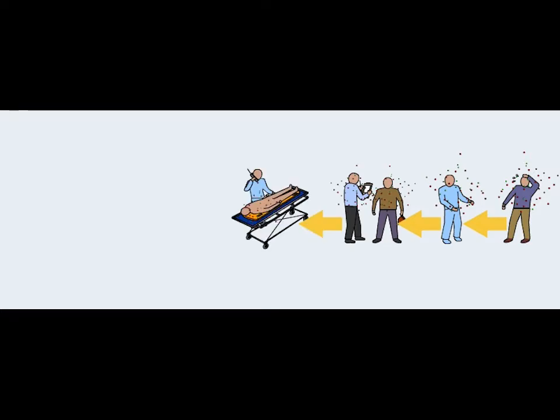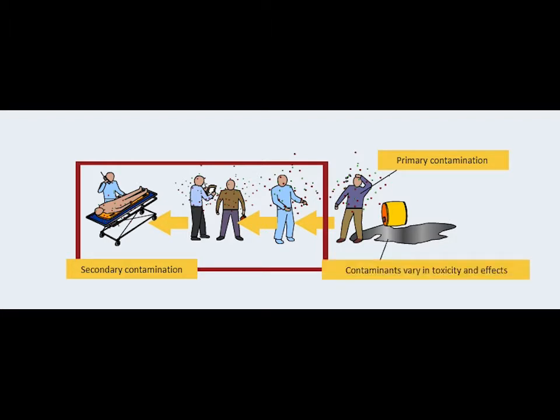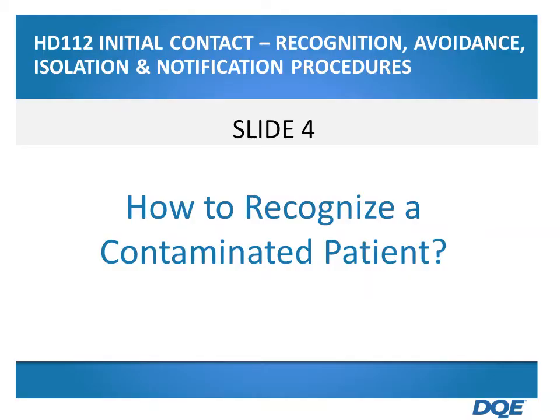When a person comes in contact with any contaminant, there is the potential for that contamination to be transferred to you, your coworkers, other patients, or the hospital itself. This secondary contamination is what emergency decontamination is designed to prevent. Secondary contamination can be just as hazardous to you and your coworkers as primary contamination. Contaminants vary in toxicity and effects, so it is difficult to predict the effects on your health, but in general, all secondary contamination is to be avoided.